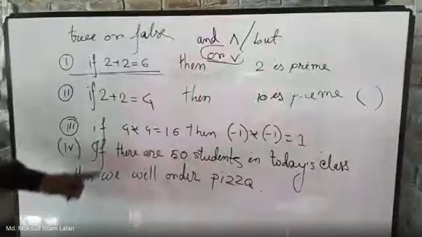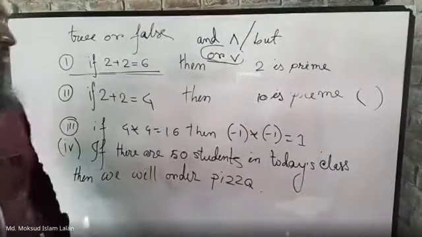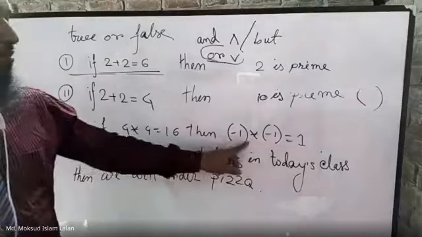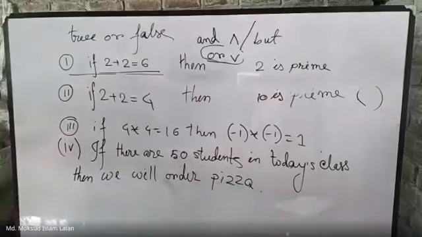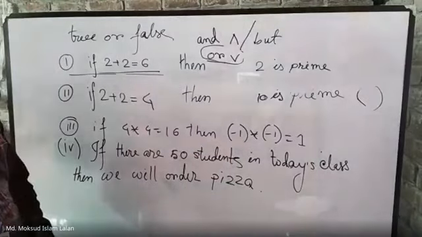The third one is true. Why are you telling this is true? Because both statements are true. Both statements have the same truth value, so that's why it's true, right?